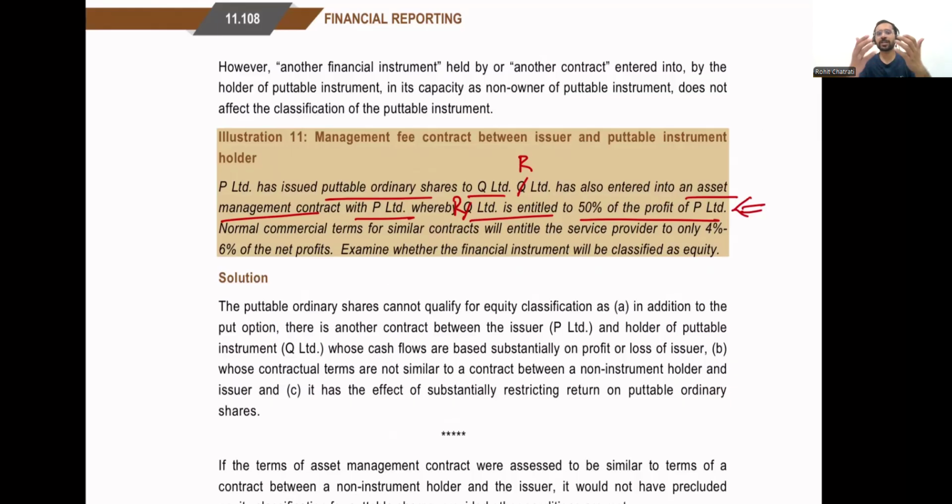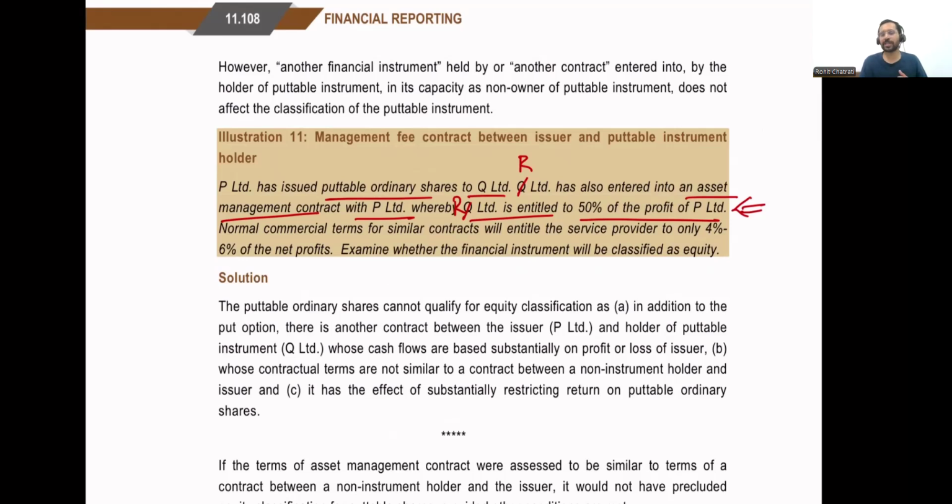Because R Limited is managing the portfolio of P Limited, what R Limited is saying is, if this portfolio makes a profit, I will take 50% of the profit, and 50% of the profit will be entitled to P Limited shareholders. This 50% of the profit is basically a consideration for the services that R Limited is providing, and P Limited will be entitled to the remaining 50% of profits. So out of the total profits, R gets 50, and the remaining belongs to P Limited, which will ultimately belong to the shareholders of P Limited.